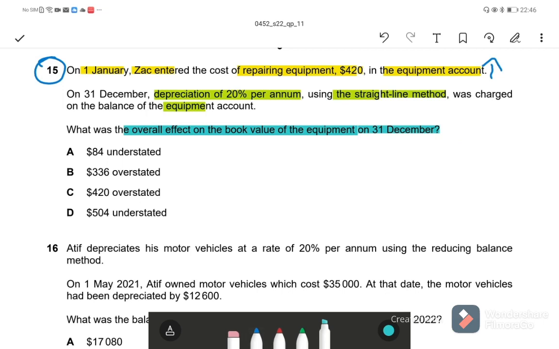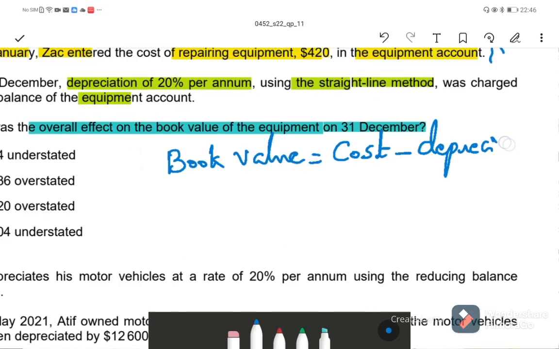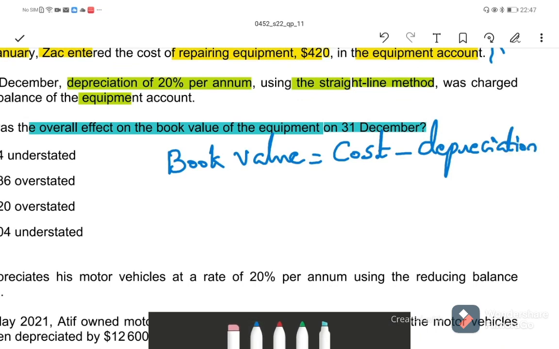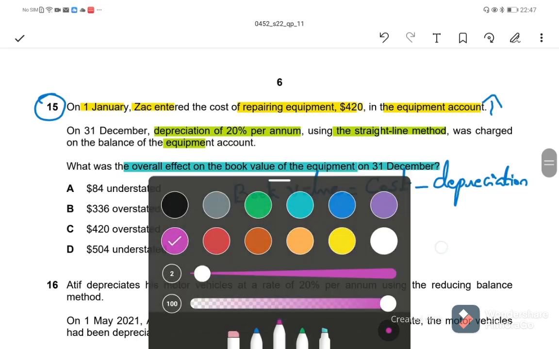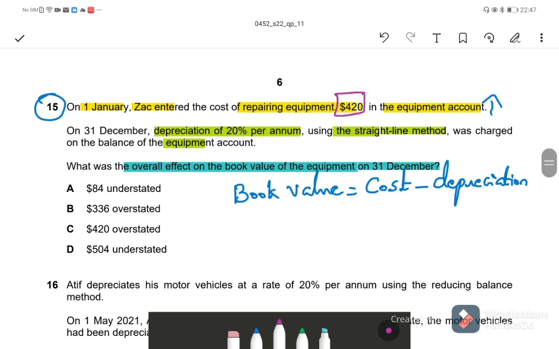Book value is equal to cost minus depreciation. Here the cost is added by mistake. The cost is added. How much the cost is added? Here the cost is added 420 extra. So plus 420, that is overstated.